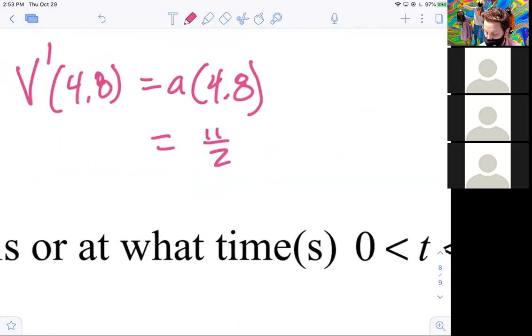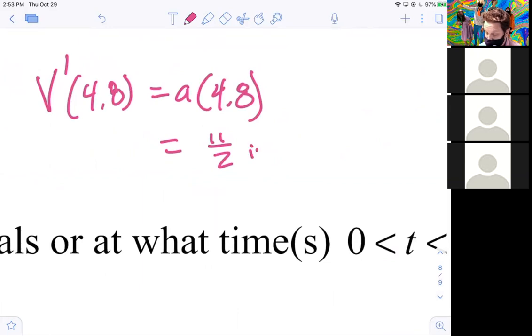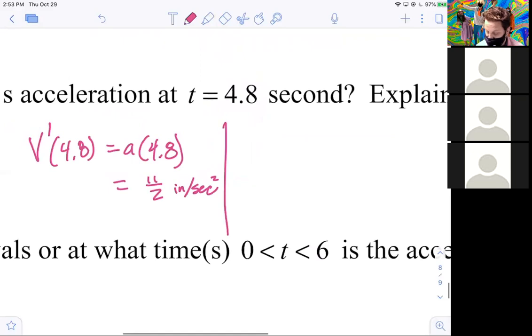And what are the units? Inches per second squared. Perfect. The units of 11 are inches per second, and the units of 2 are seconds. It's a division process. All right, so now we have to answer that in terms of the velocity.